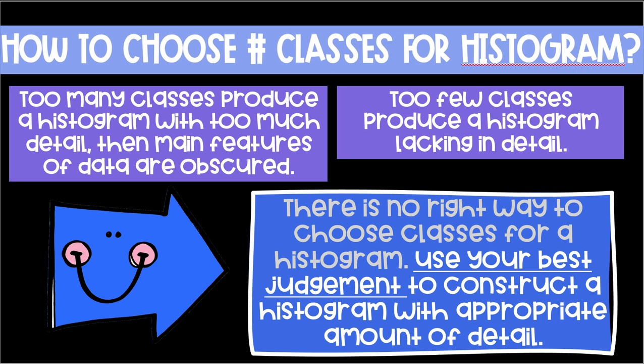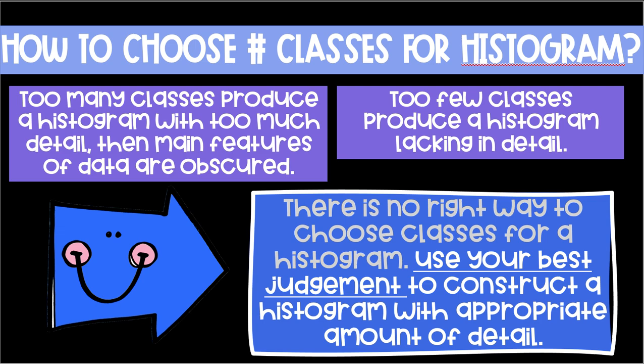Too many classes produce a histogram with too many details. You will have too many bars, and if you have a count of 1 for each bar or very low count for each bar, you're going to end up with a long histogram that is not going to have a defined shape. If you have too few classes, you may end up having a very narrow histogram that has just like 2 bars, and you still don't have a clear shape of your histogram.